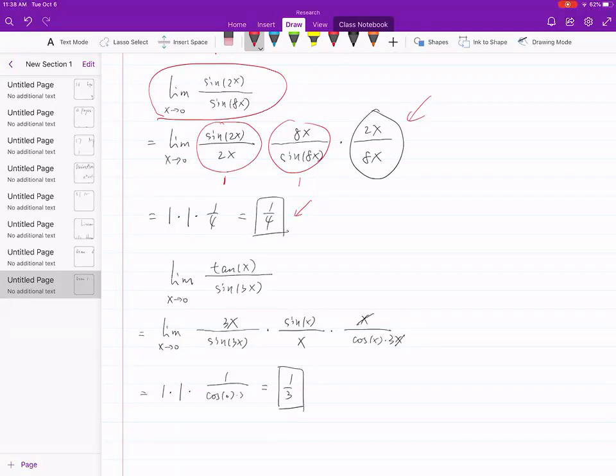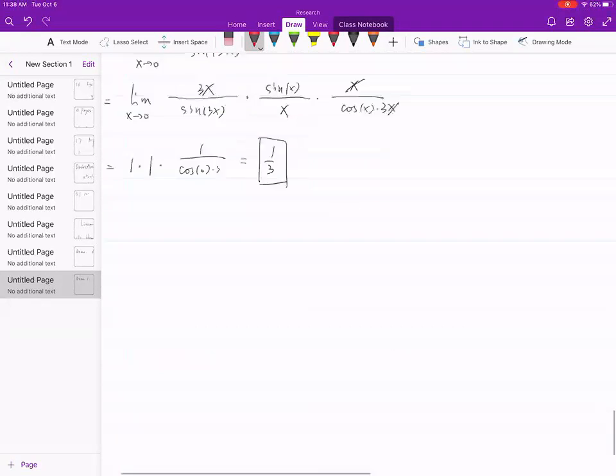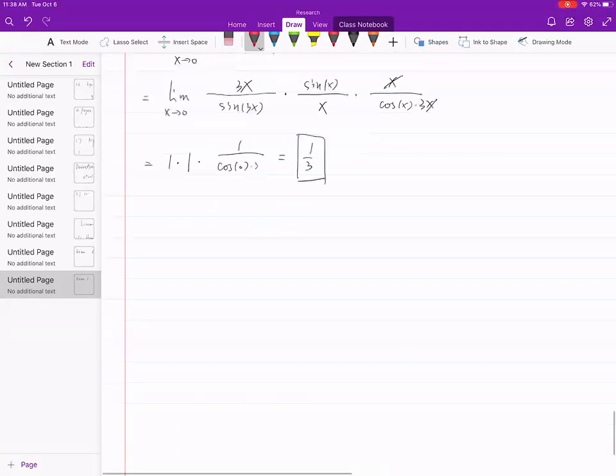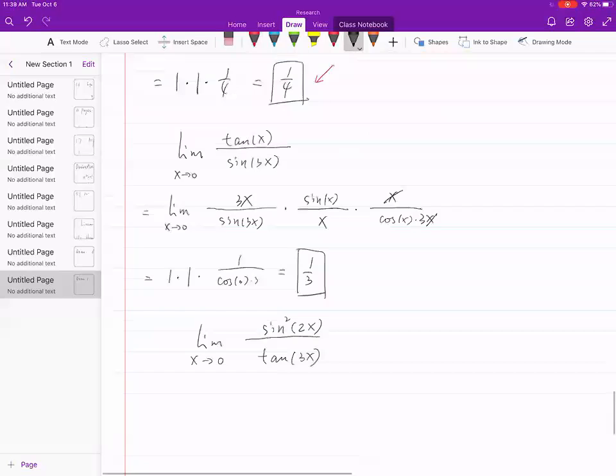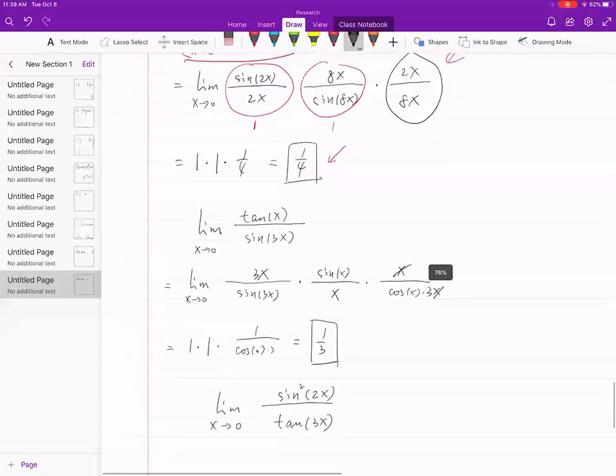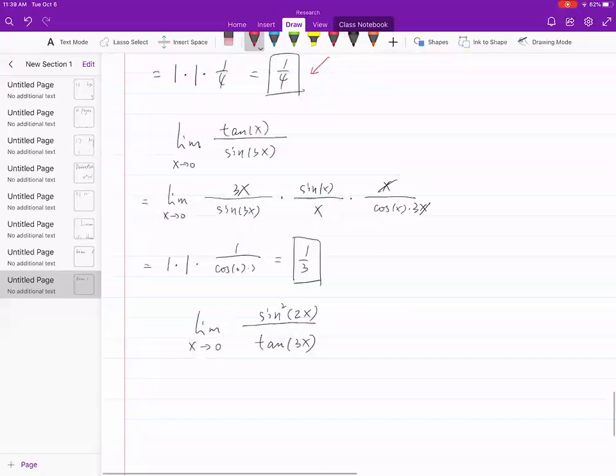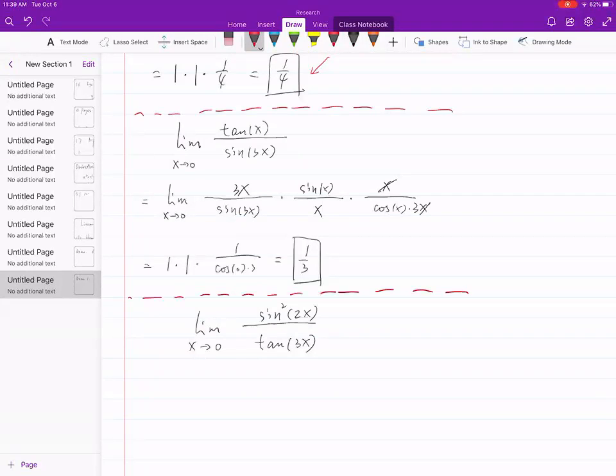Do we need an example for you to try? Let's try one then. Follow what I have here. Just try to find the limit. As x goes to 0, sine squared 2x over tangent 3x. Okay, follow exactly what I have here. Try it yourself.